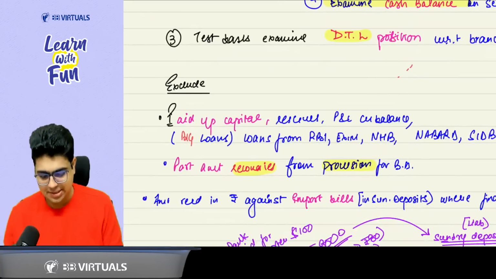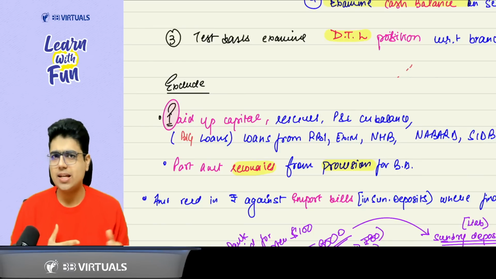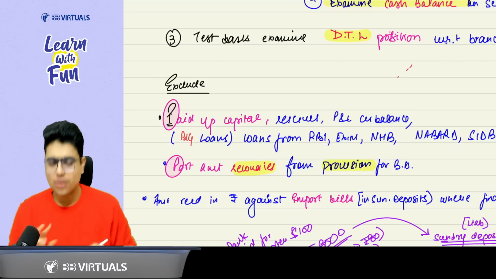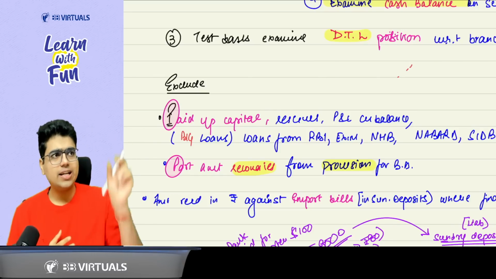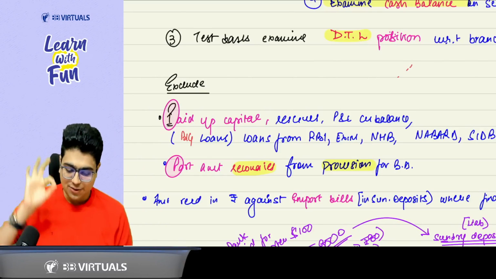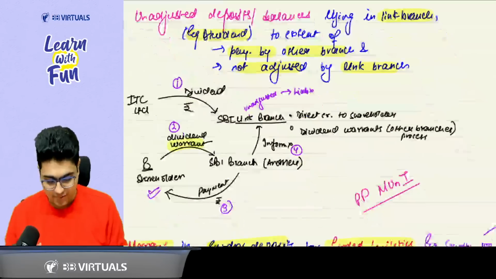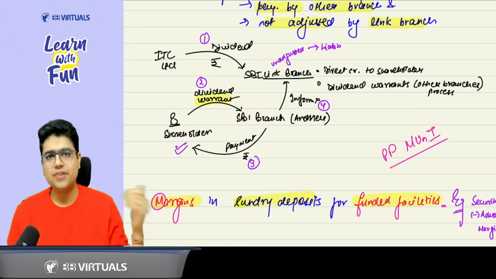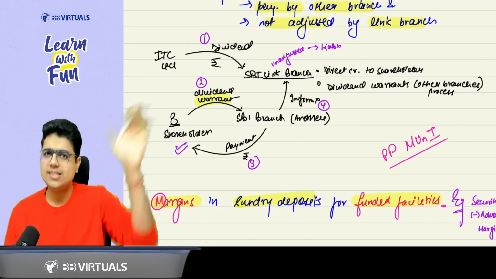So first P means P for paid up capital, reserves and P&L account and loans from big banks. Second P means part amount of recoveries from the provision. So whatever recovery, deduct from the provision. Now, sir, what is Munni? M for margins. Margins in the sundry deposits for funded facility, which will be later on adjusted only.